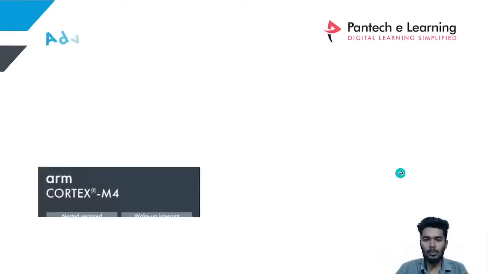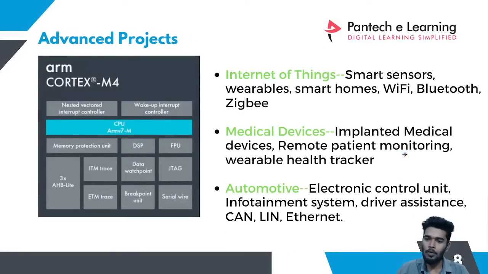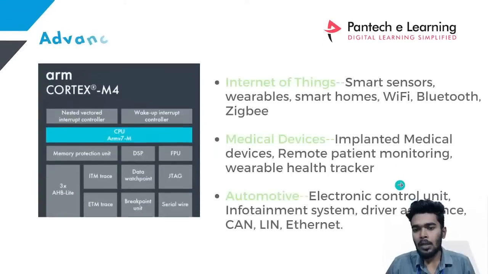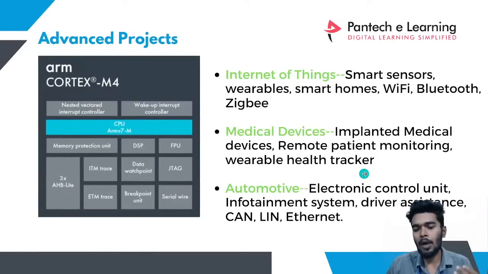Okay. And when it comes to IoT, we can develop smart sensors, wearables, smart homes, Wi-Fi, Bluetooth, and Zigbee. And when we come to medical devices, implant medical devices, remote patient monitoring, wearable trackers. So these are also things. We have 7 fields here. The controller is used in all these fields. So you have all these fields of opportunity, and whichever field you like, you can develop a project based on it.